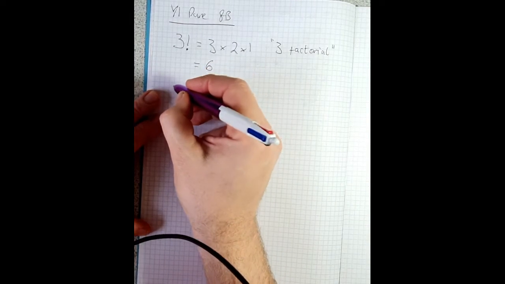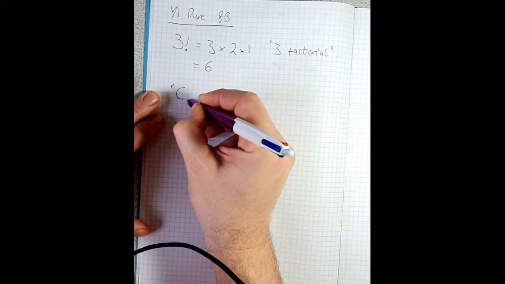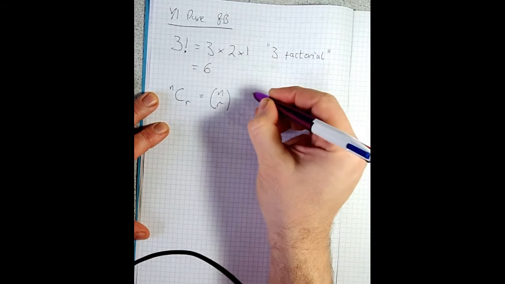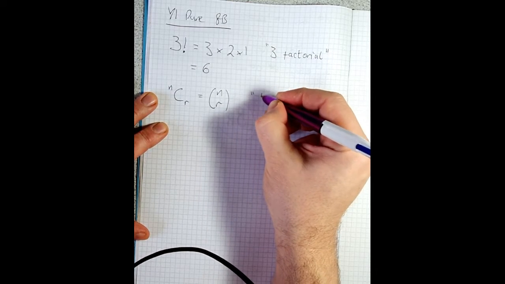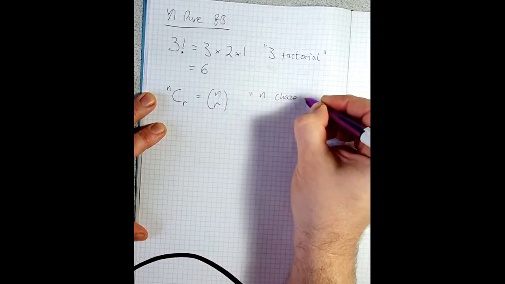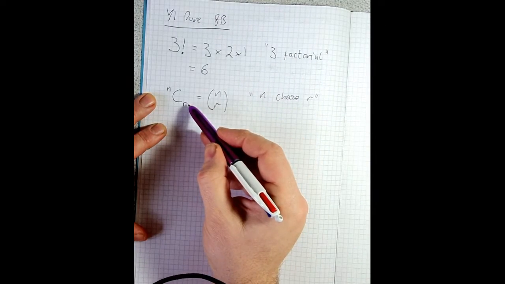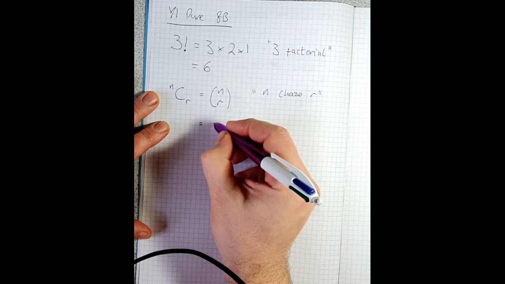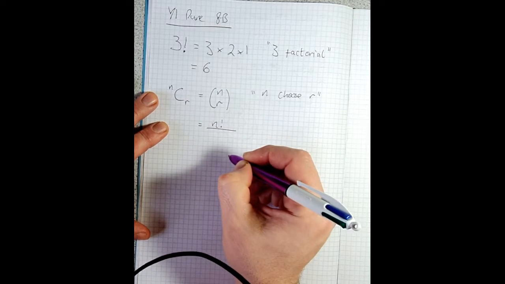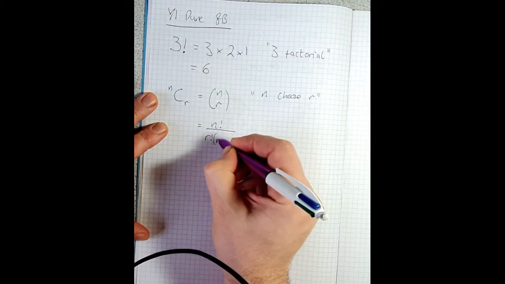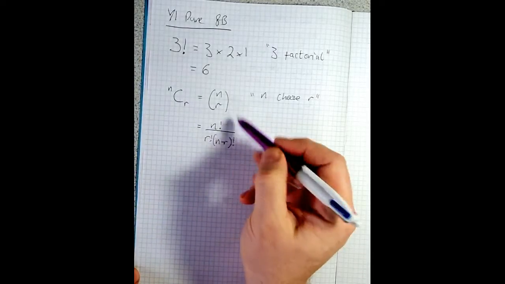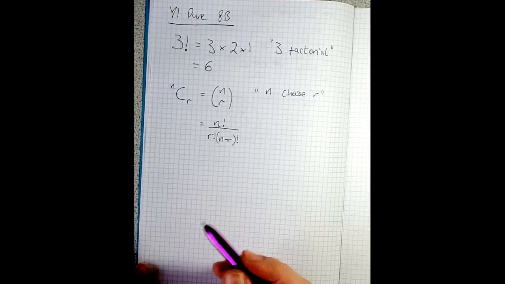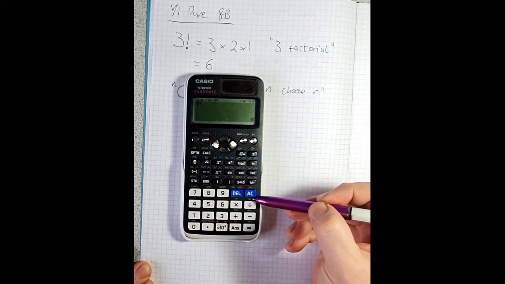There's this other thing, nCr, can be written like that. And you would say either just nCr or n choose r. How many ways can I choose r things from a total of n items? And to work it out, it's n factorial over r factorial, n minus r factorial. You're given this, you don't need to remember this, you are given this in a formula booklet. There is also an nCr button on your calculator there.